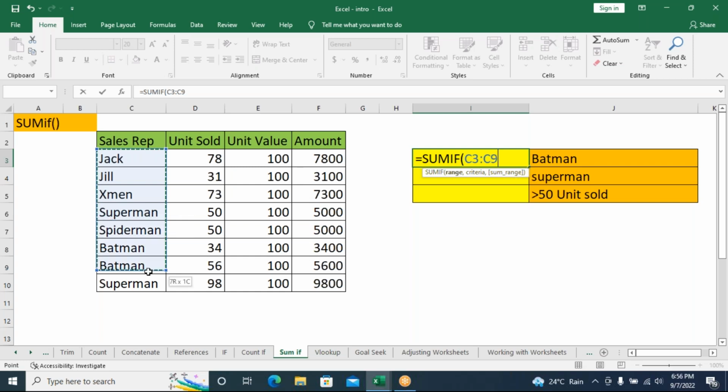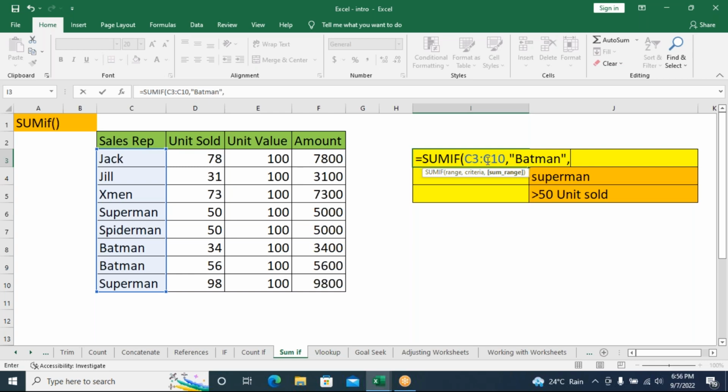And here I need to mention the criteria, that is what I'm looking for. I'm looking for Batman, so I'll type the name Batman and close the double inverted commas. First I need to select the range for what I'm looking for, that is the sales representative. Under the sales rep, I'm looking for the person Batman.